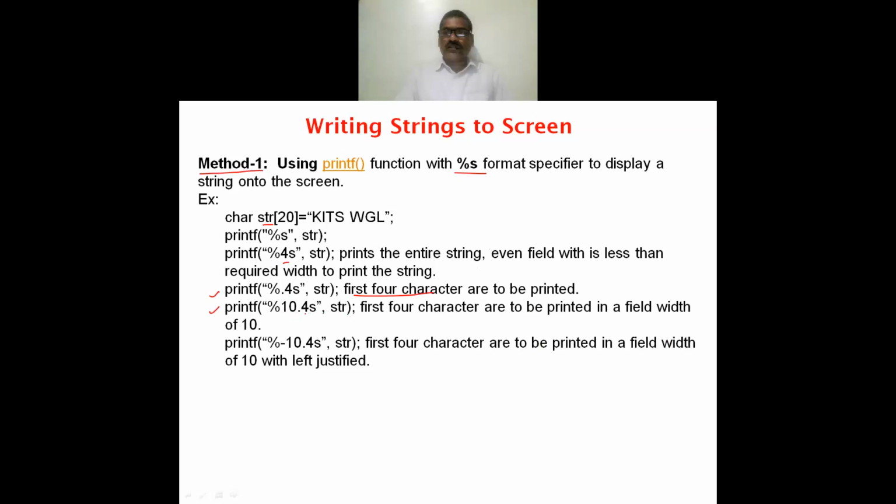Similarly here if you use printf percentage 10.4s comma str, as with dot 4s, it is going to print the first four characters, and this 10 will specify the field width. So within this field width of 10, it is going to print the first four characters. The remaining six are filled with blank spaces. So that is right justified within this 10 field width. When we use minus 10.4s, it will also print the first four characters in the field width of 10, but the justification is left justified because of the minus sign. Fine. So these are the different varieties of printing strings using printf with percentage s.